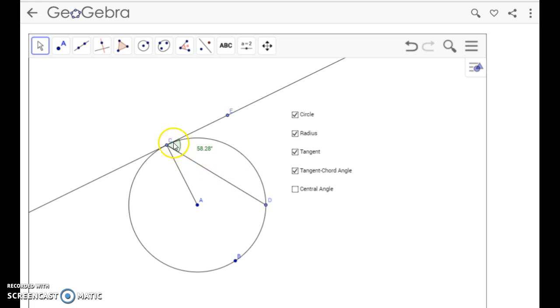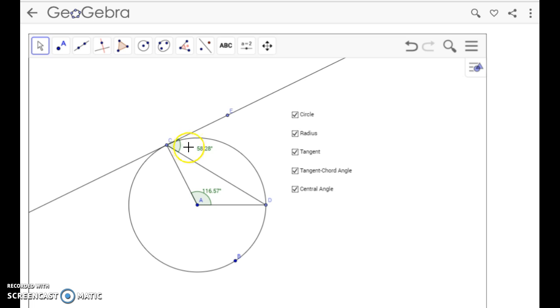CD is our chord and CE is our tangent. So the angle formed between that chord and that tangent is 58.28 degrees. What we want to then do is take a look at our central angle, and that angle is 116.57. It doesn't seem significant, but that central angle means that the arc it cuts off is going to be exactly the same. So arc CD from point C to point D will be 116.57.